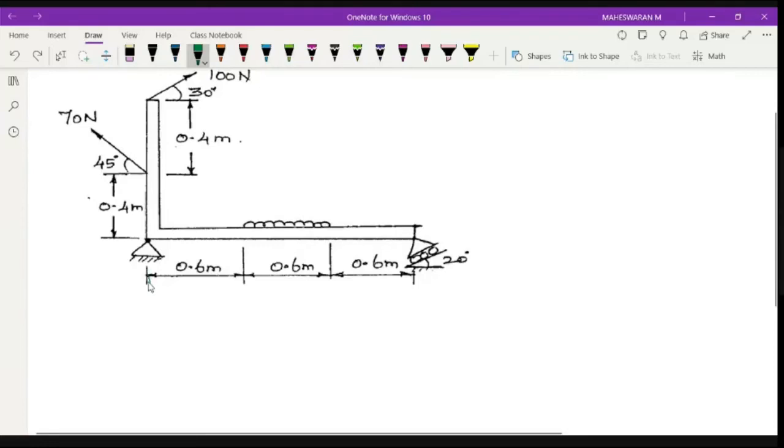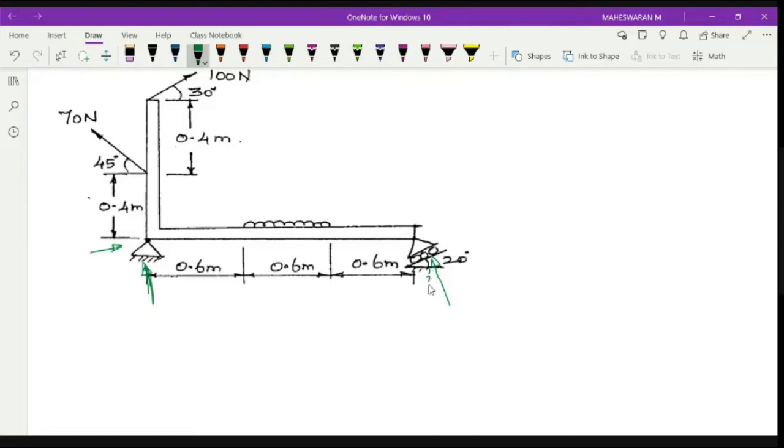is vertical. The other one is horizontal. These are the two reactions we will have for this hinge support. And you can see that there is a roller support here, and this roller is inclined at 20 degree with respect to x-axis, which means I will have the reaction perpendicular to this.